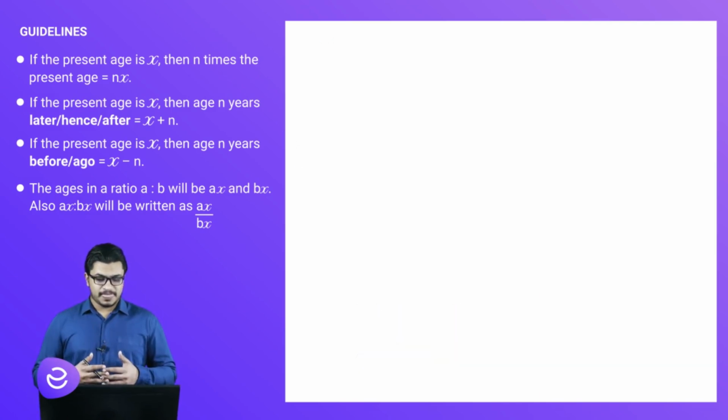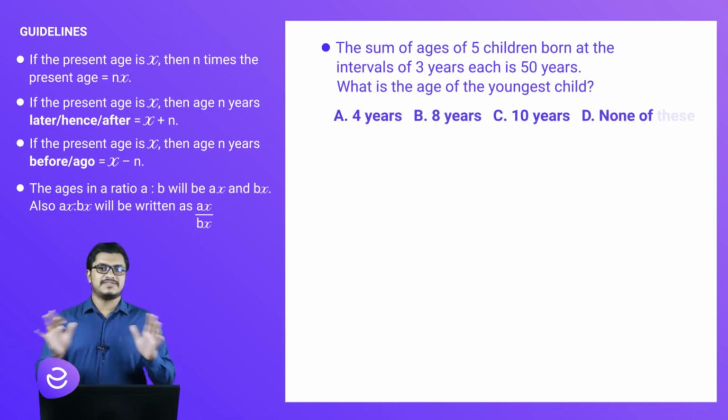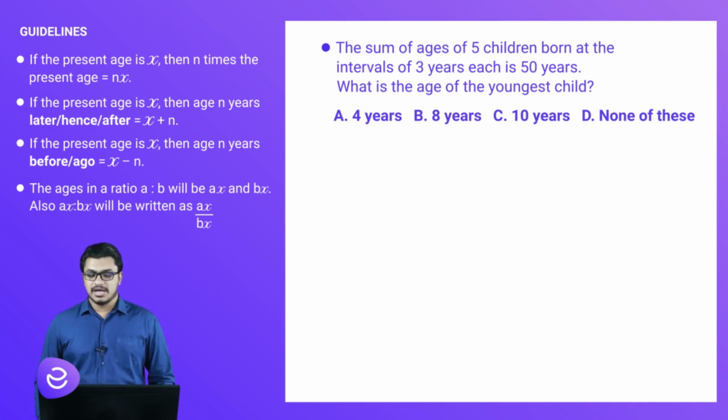Next question. The sum of ages of 5 children born at intervals of 3 years each is 50 years. What is the age of the youngest child? So here the second sentence is very clear. What is the age of the youngest child? We have to find the age of the youngest child. But what is the information given to us? Sum of ages of 5 children. So we have 5 children here. That is a very vital piece of information.